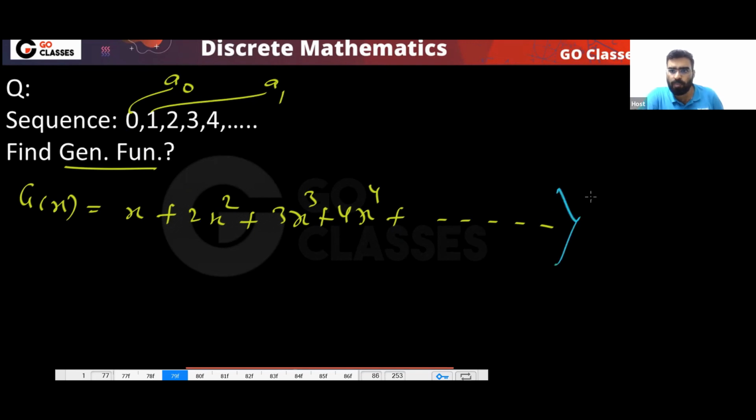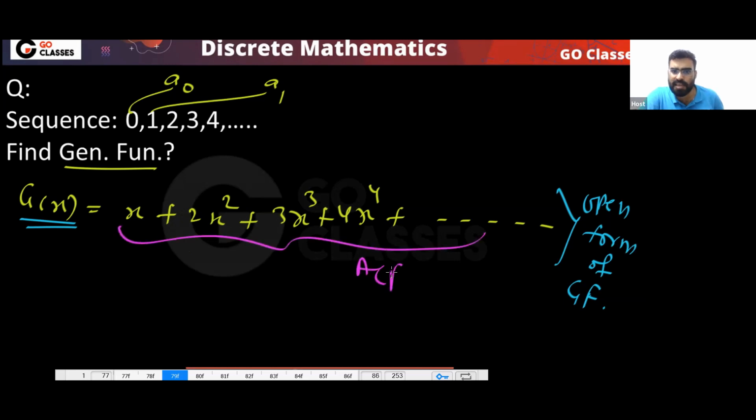This is the open form of the generating function. So this is your generating function, but this is the open form. We want the closed form. This is not in the desired format. This is your AGP. Yes, this is AGP.